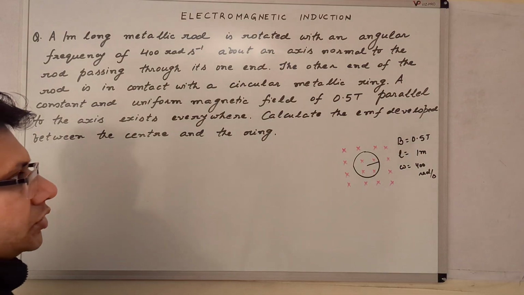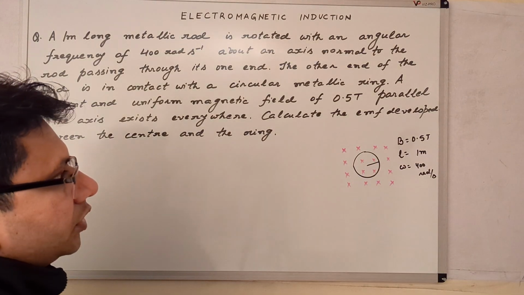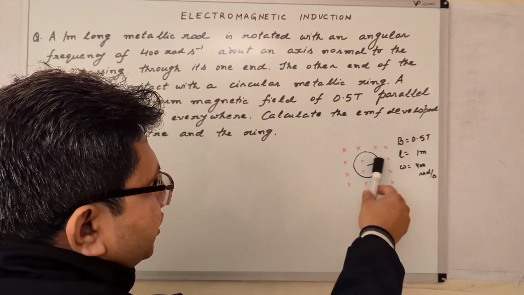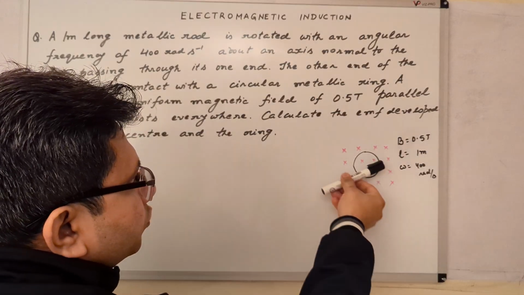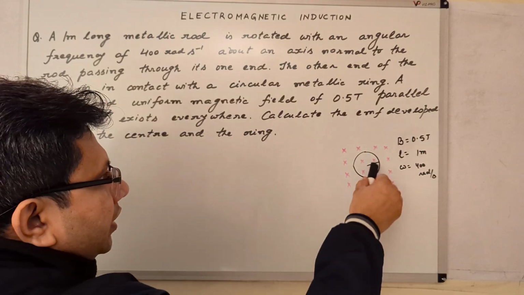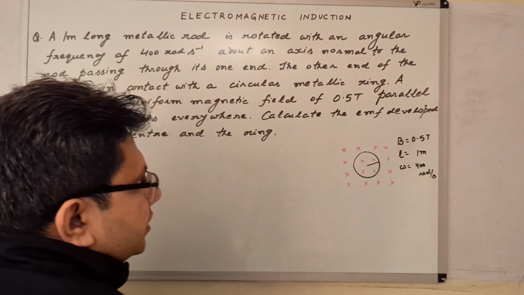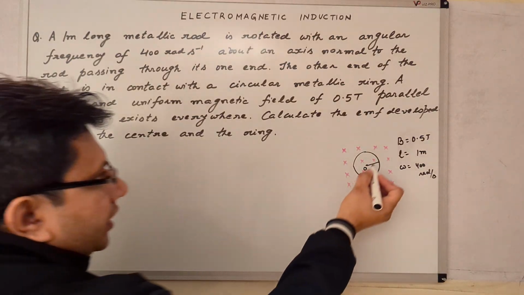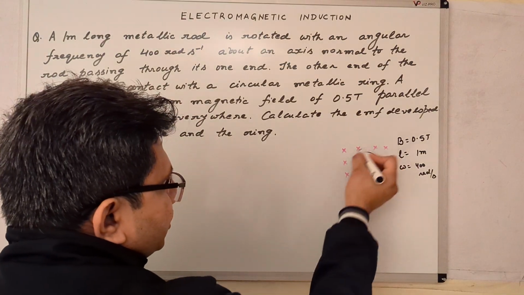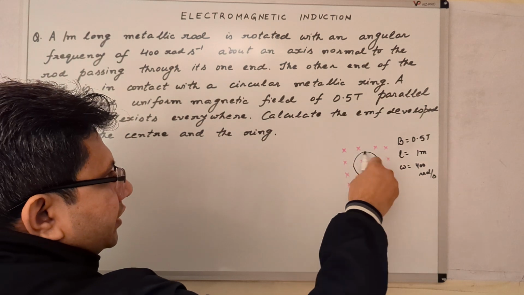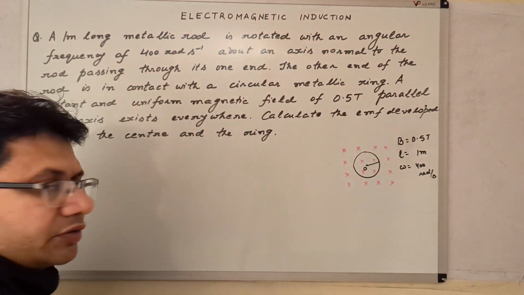So the problem is based on this particular apparatus or experiment in which there is a certain rod. It is moving in a circular manner, and one of its ends is here at the center of the circular path, and the other end is touching a ring. So this is the ring, and this particular rod is moving like this. The length of the rod is given as 1 meter.